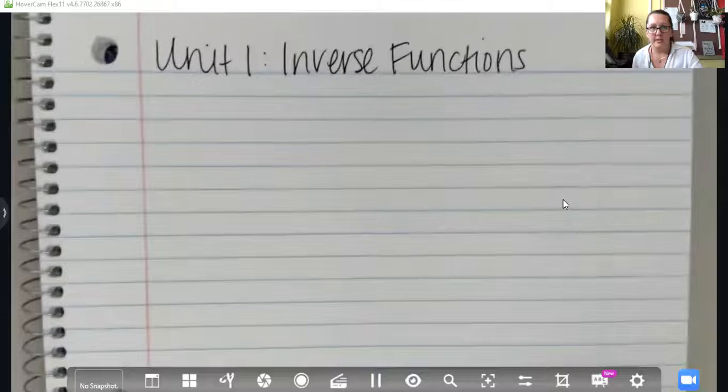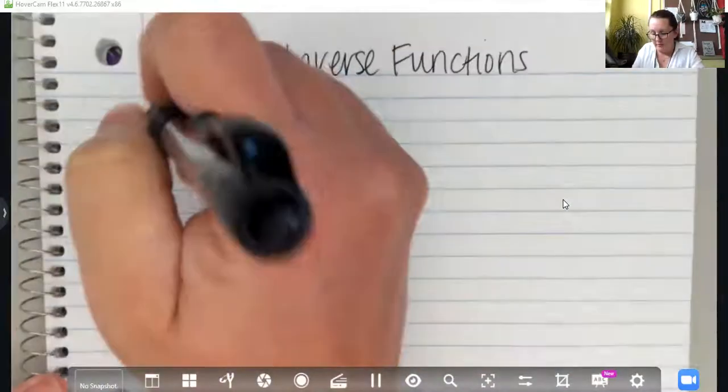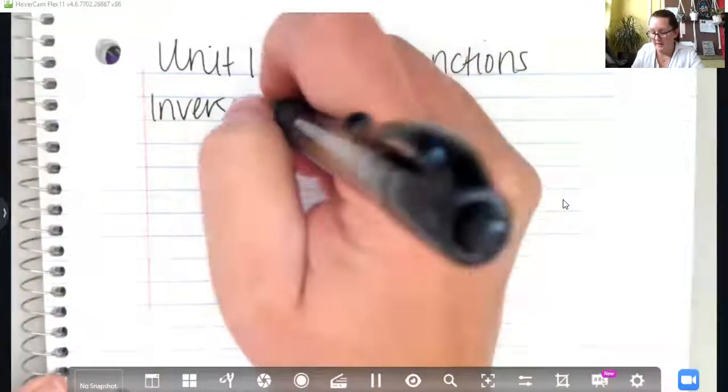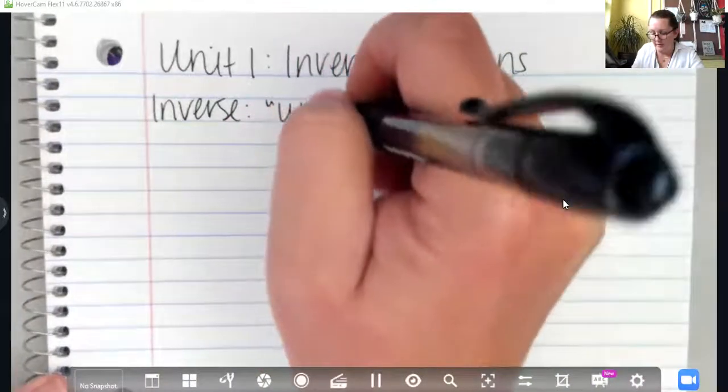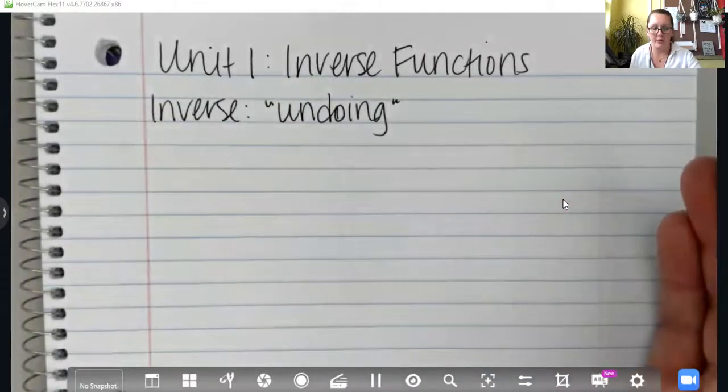All right, we are going to take notes over inverse functions. Now, the word inverse tells us that it's an undoing. So in order to get an inverse, it's like doing the opposite of that function.